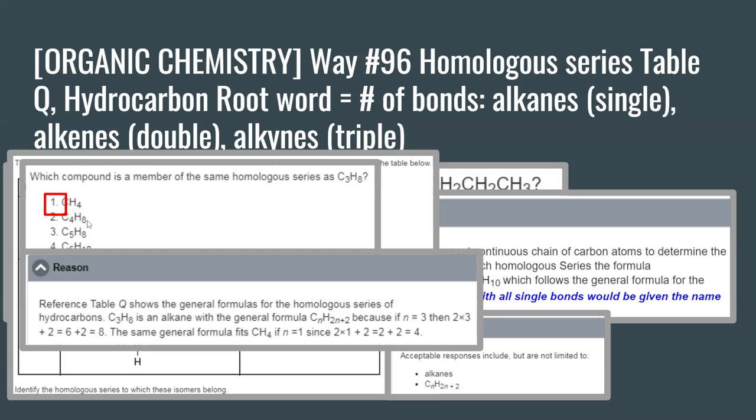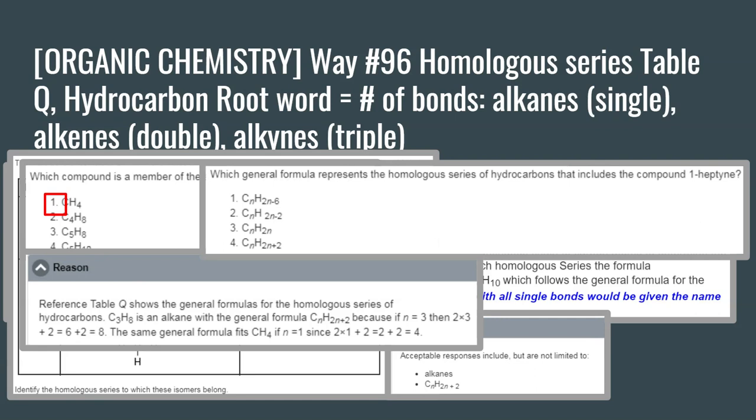C4H8 has to be an alkene. C5H8 has to be an alkyne because it follows that formula. And C5H10 follows the alkene formula. So both C3H8 and CH4 are alkanes. They contain only single bonds.